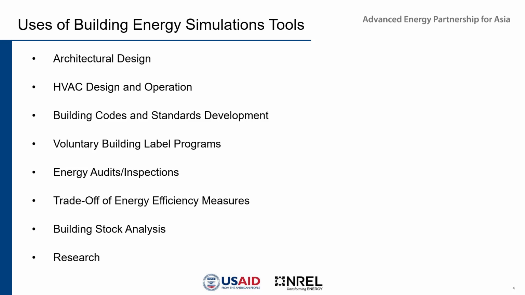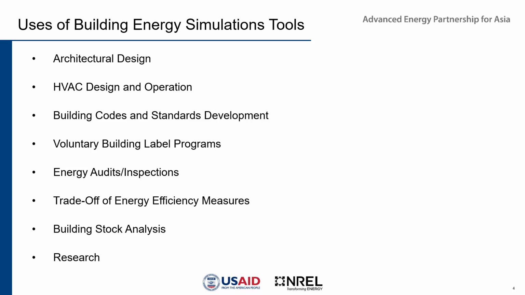A lot is used in building codes and standards development. To determine if a set of measures should or should not be included in the building codes and standards, we need to consider, are they cost effective? Do they save energy in different climates? So we consider the different climates for developing codes and standards. They are also used for voluntary building label programs, examples may be USGBC LEED, Energy Star, and other building label programs that require a certain compliance with energy use. They can be used for energy audits and inspections, so one can determine if a certain set of measures actually satisfied a certain energy use.